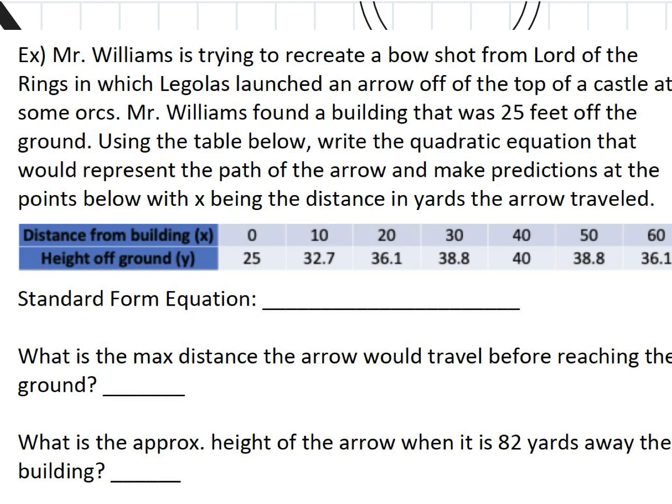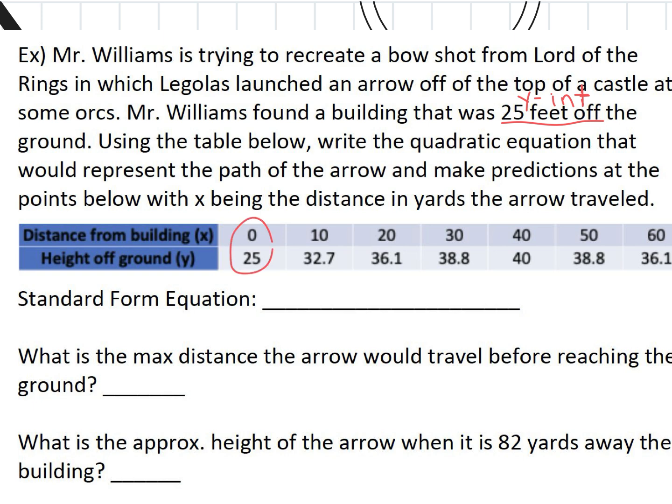Mr. Williams is trying to relocate a bow shot from Lord of the Rings, in which Legolas launched an arrow off the top of a castle at some orcs. Mr. Williams found a building that was 25 feet off the ground. Okay, that's going to be your y-intercept. That's where he's starting. Using the table below, write a quadratic equation that would represent the path of the arrow and make predictions. The points below with x being the distance in yards the arrow traveled.